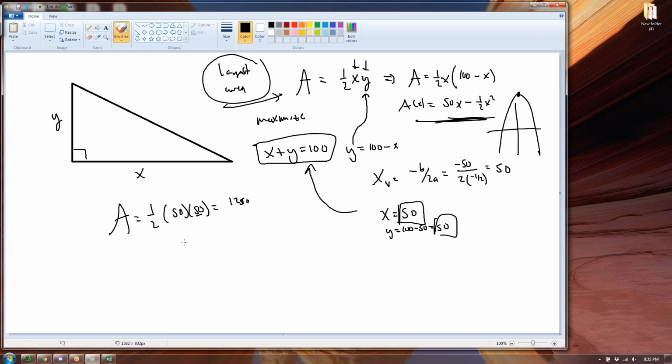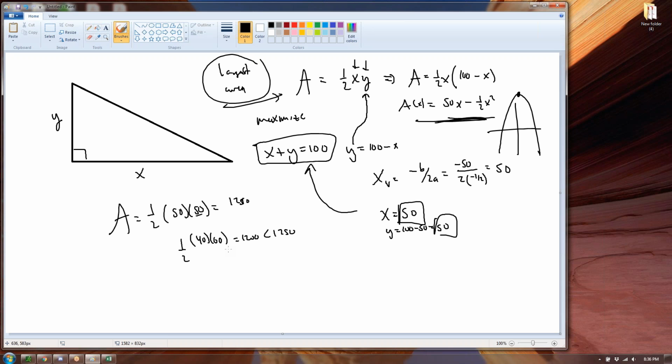And just to double check, if you wanted to do two other numbers, like 40 and 60, you could do that. 40 times 60 is 2,400 over 2, that's only 1,200. And you know that that's less than 1,250. And again, you could just keep checking them. You could do 49 and 51 on your calculator, but no matter what you plug in, you are not going to find anything that would yield a greater area. That's the whole concept of this stuff anyways. Cool?